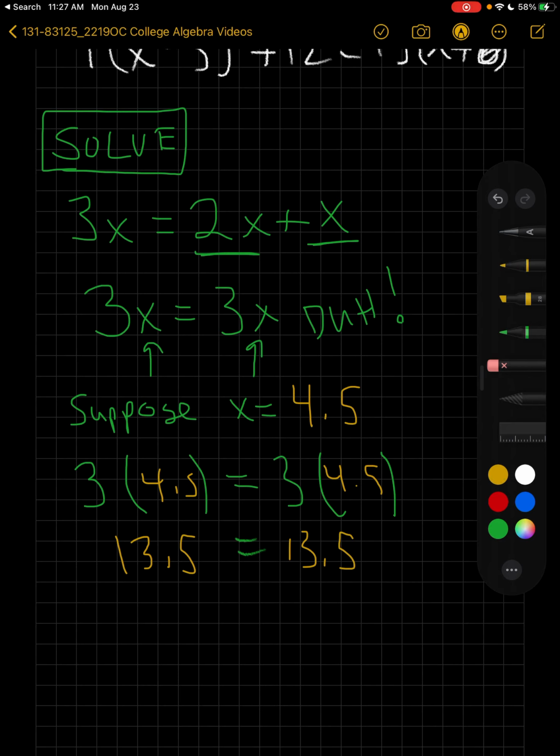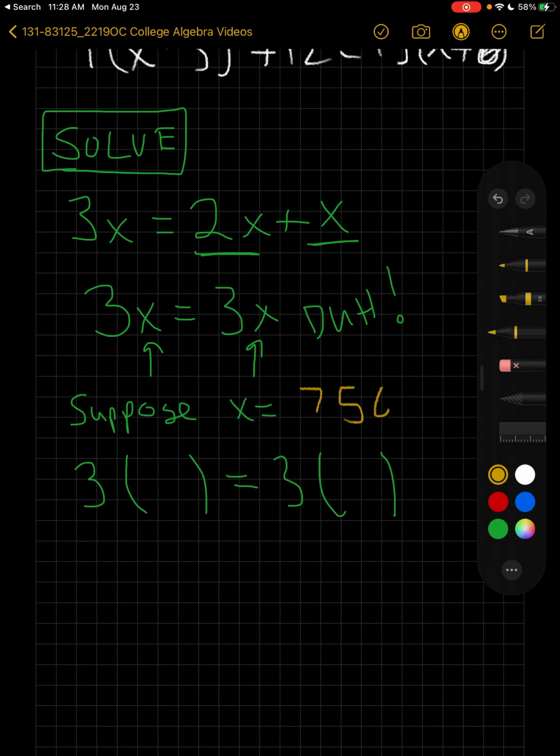Still a true statement. And you might see the pattern here that I could choose literally any value for x. I could say x is equal to a gabajillion. That's not a real number. Let's pick a real number. Let's make a nice big one. x is equal to 7,564. I don't actually have to do this multiplication at this point.